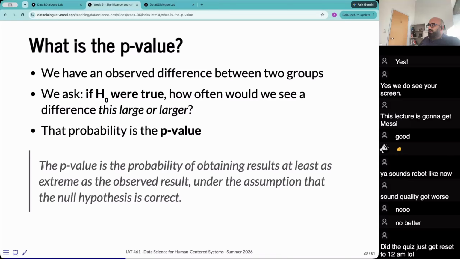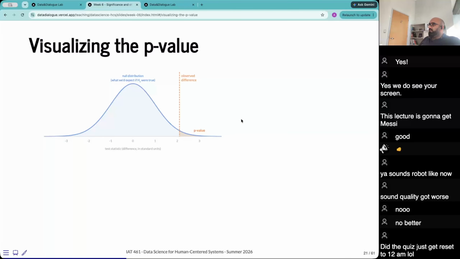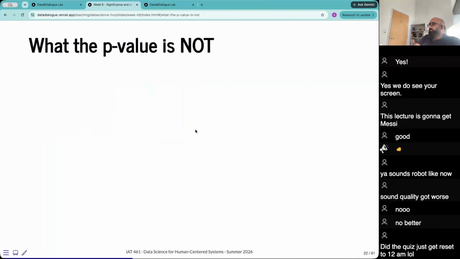So the p-value, again, remember, is the probability of obtaining results at least as extreme as the observed results under the assumption that the null hypothesis, which says everything is due to chance, is correct. So this says there's no difference, and this is our observed difference, and this area is the p-value. How likely is it for us to see it?